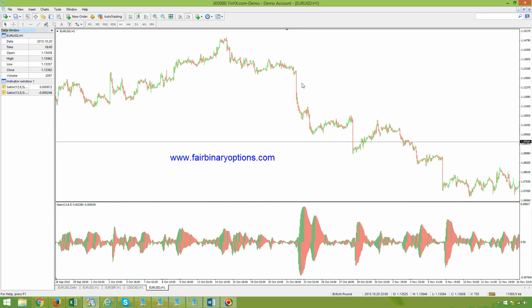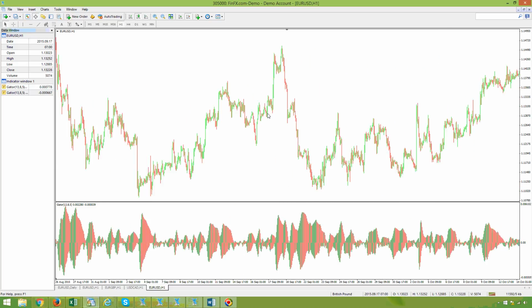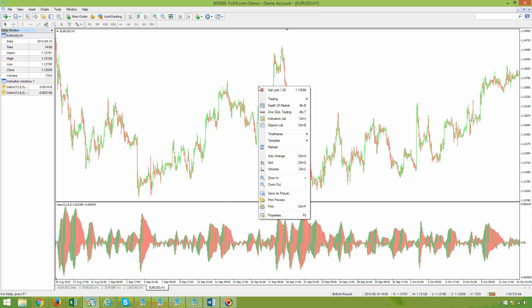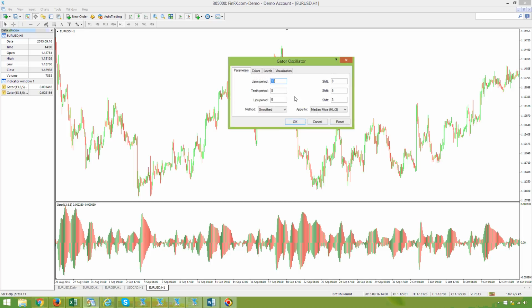You need historical values on the oscillator, and as you can see, we want to edit the oscillator. What would be an appropriate level? An appropriate level would be somewhere around here to the upside. So what do we have? Let's say 0.0025, and then on the downside, on the negative value, it is exactly the same. So right click, we go to indicators list, Gator Oscillator, edit, and we want to see some levels.